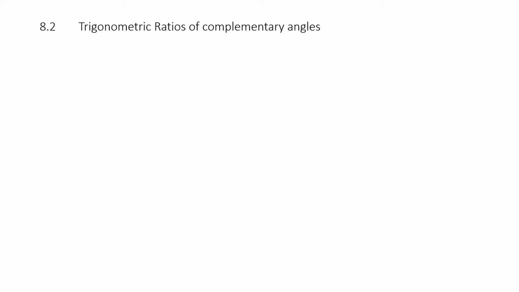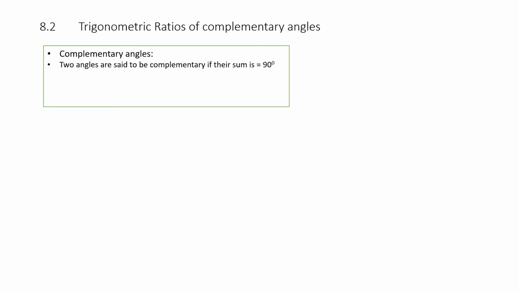Trigonometric ratios of complementary angle. Two angles are said to be complementary if their sum is 90 degrees. Please see the figure.